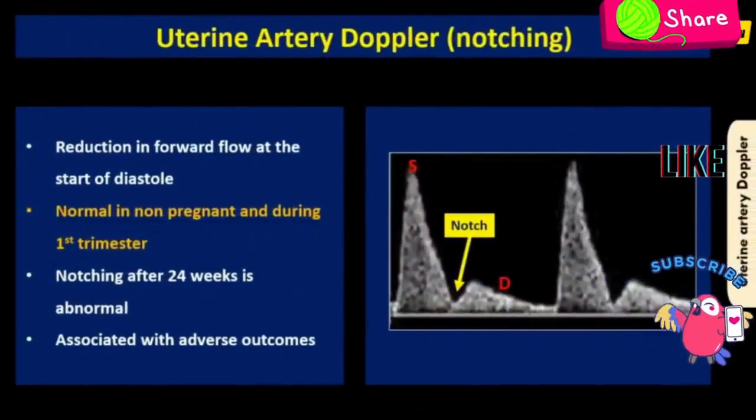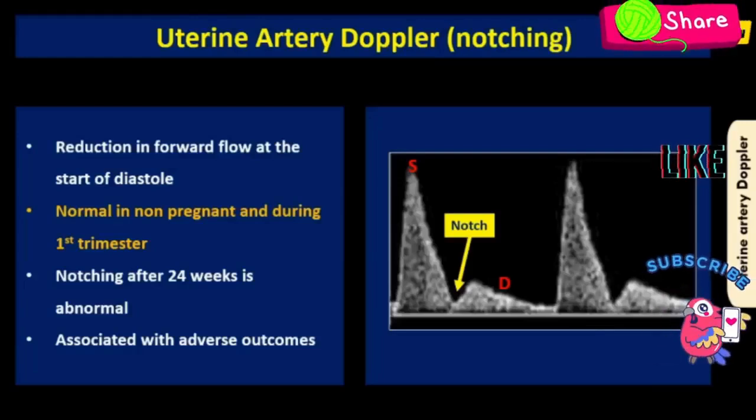Notching is a common feature of the uterine artery Doppler waveform. It is defined as a reduction in forward flow at the start of diastole. It is present normally in the non-pregnant uterus and in the first trimester of pregnancy. It is thought to represent abnormal uteroplacental flow. Bilateral persistent notching after 24 weeks of gestation is abnormal. Diastolic notch has been associated with adverse outcomes, including fetal growth restriction, maternal preeclampsia, and increased risk of preterm labor.